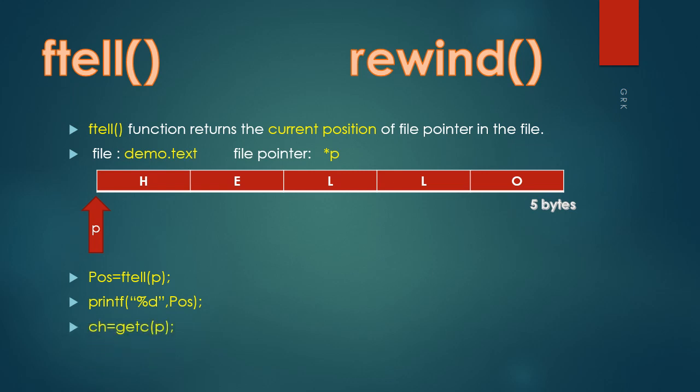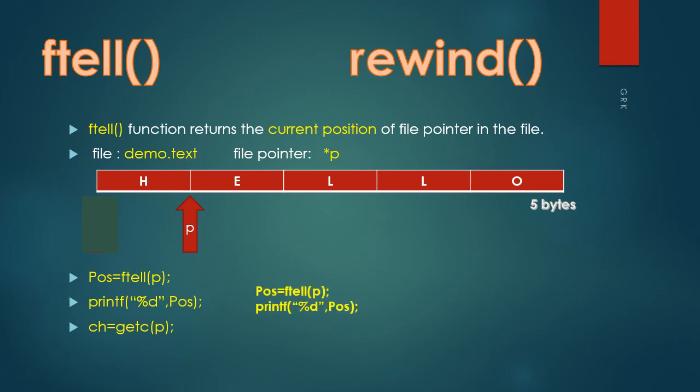After that you read one character by using the getc function. When we read one character and store it in the ch variable, which is of character type, the file pointer moves 1 byte forward because one character has been read from the file. That's why it moves 1 byte forward and points to the next character. So now, how many bytes have been read? 1 byte has been read from the file.